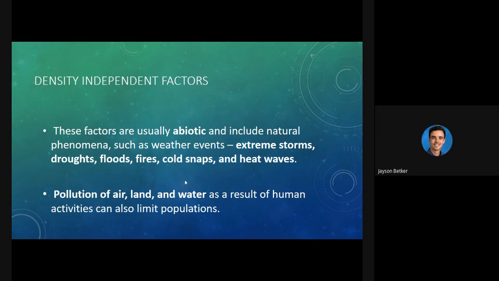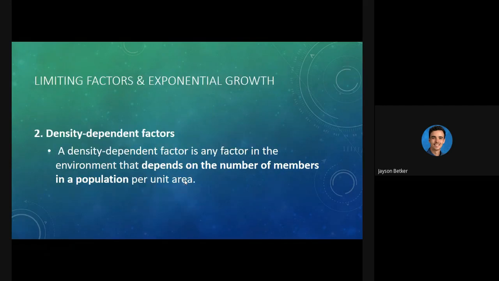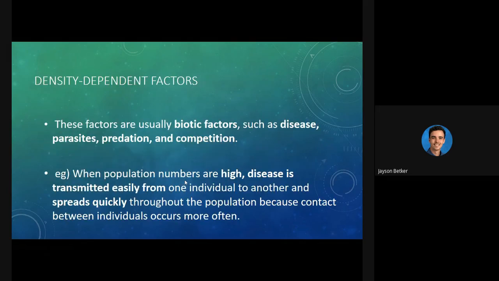Now that brings us to our other kind of limiting factor, density dependent. These are the ones where it does matter. It does depend on how many members there are of a population in a certain area. These factors are biotic factors. They can affect a densely populated area more easily. Things like disease or parasites or even predation, a predator-prey relationship.